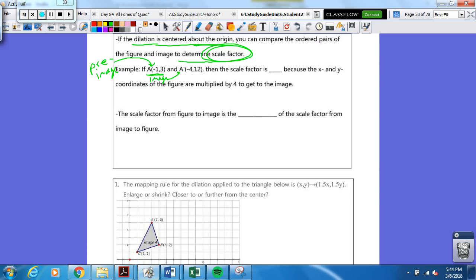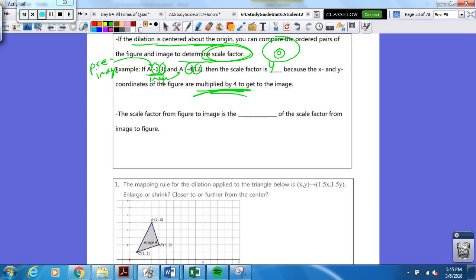So how do we do it? Scale factor means we're either going to enlarge it or we're going to shrink it. If I went from -1 to -4, what did I multiply by? If I went from 3 to 12 on the y, what did I multiply by? Yeah, 4, because 3 times 4 is 12, and -1 times 4 is -4. So we can see that the scale factor is 4.